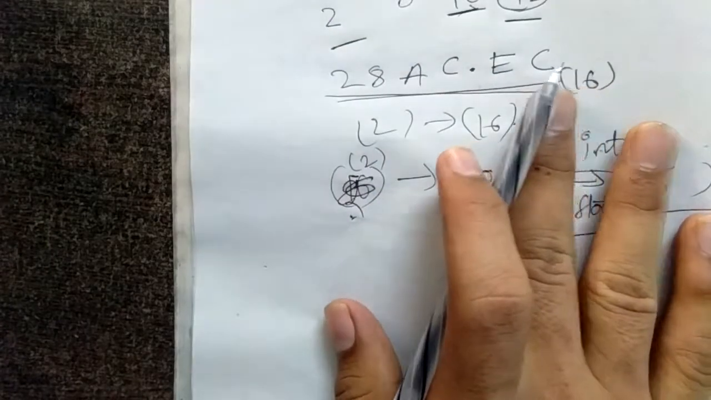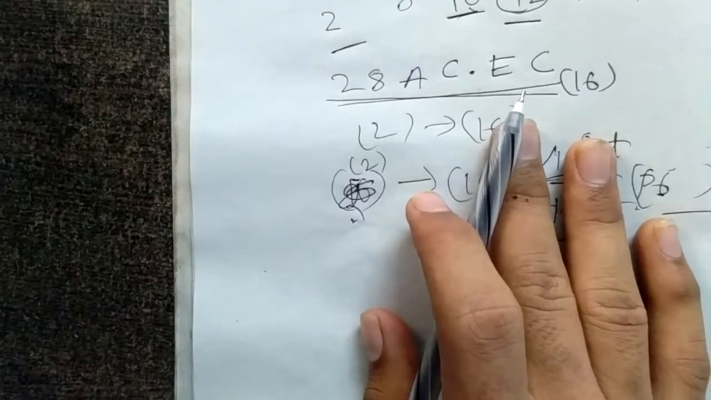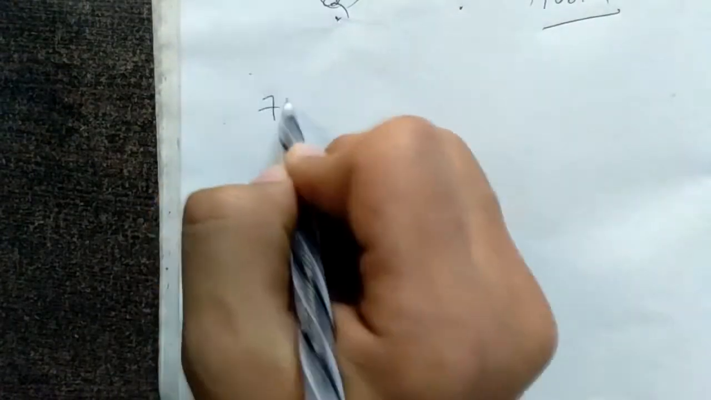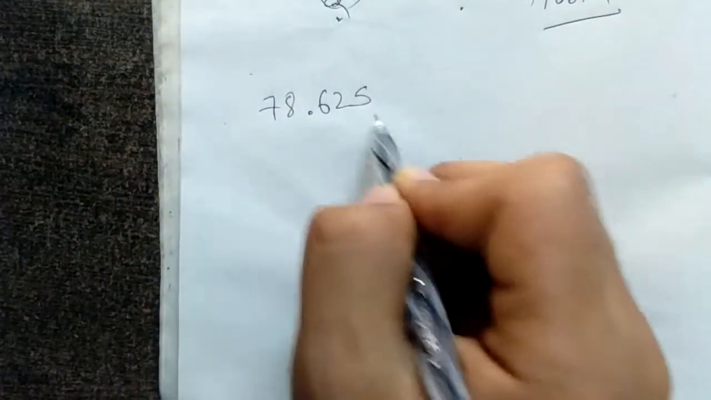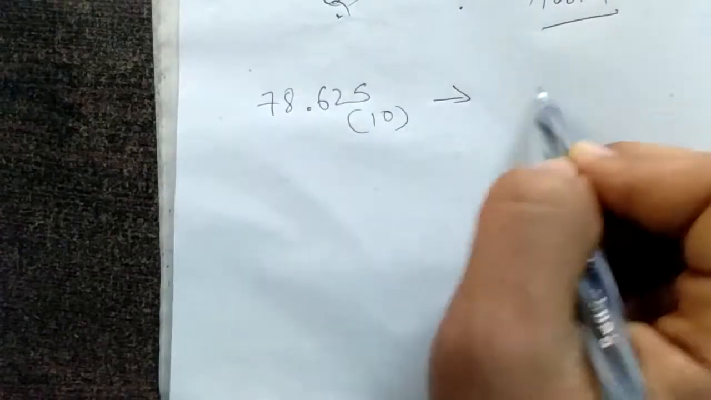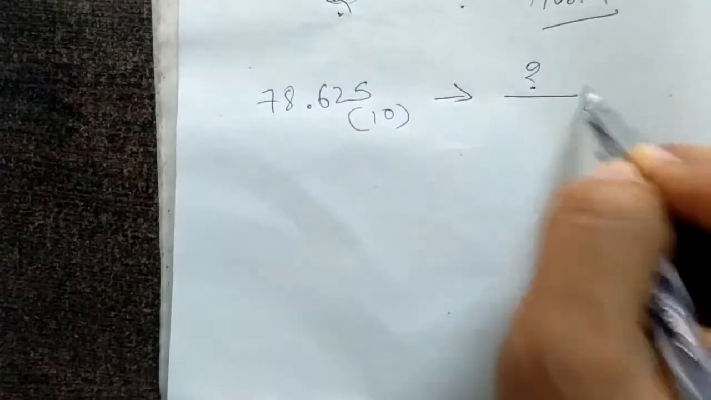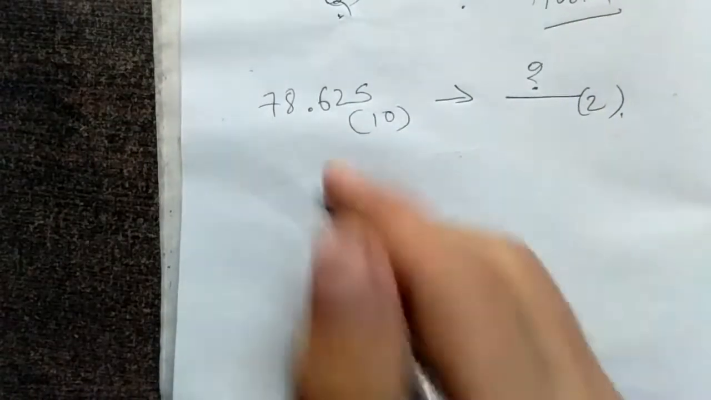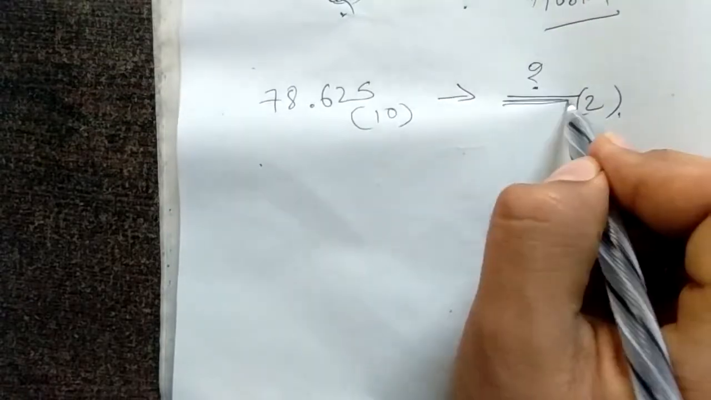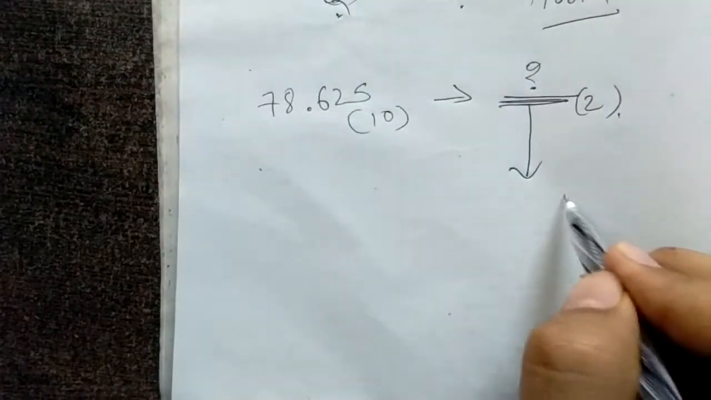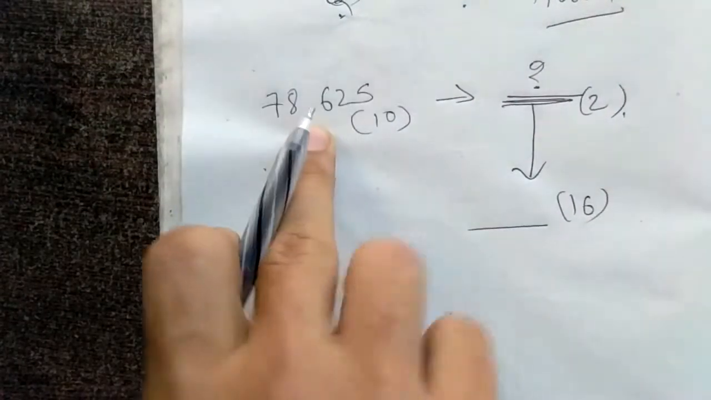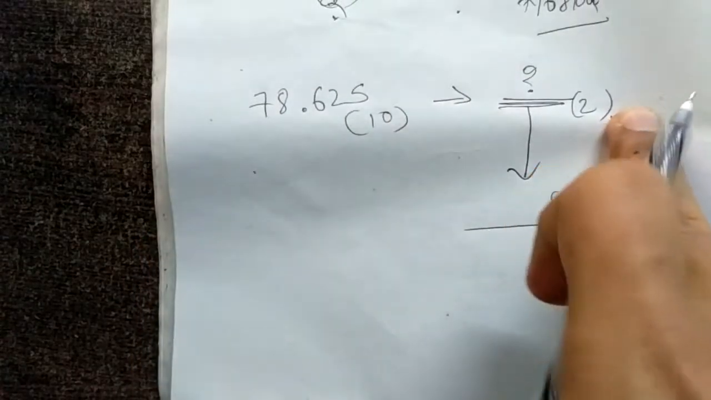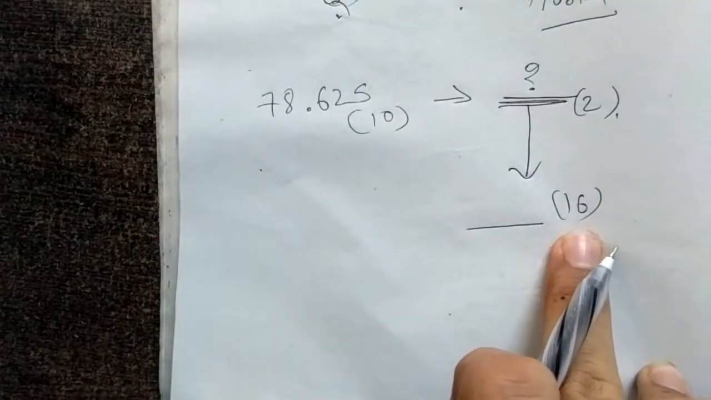So these are all the conversions which we need, and I'm going to give you a few homework problems which you can do at home. You need to convert 78.625, which is in the decimal system, into binary. After getting this number, you convert it into base 16. So convert this number into a binary number and then into a hexadecimal number.